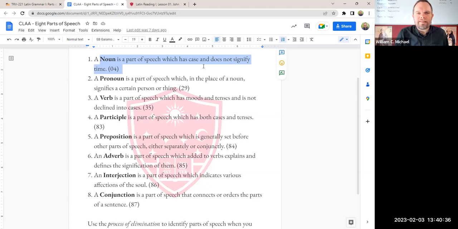So first of all, we know that deum doesn't express time. So we can eliminate verb and participle. Okay, we can eliminate verb and participle. So we're left with noun and pronoun. Noun is a part of speech which has case and does not signify time. Can the word deum be a noun? Yes or no? Don't jump ahead. Okay, yes, good. Pronoun, a part of speech which stands in the place of a noun. Does the word deum stand in the place of a noun? Yes or no? No, very good. So we're left with only one option, and that's noun. So deum is a noun, and it's a substantive noun in the lesson.